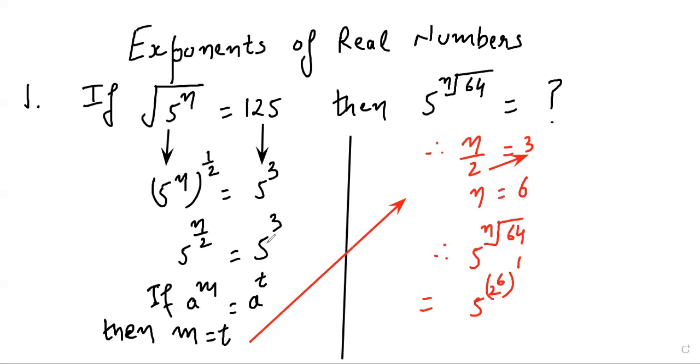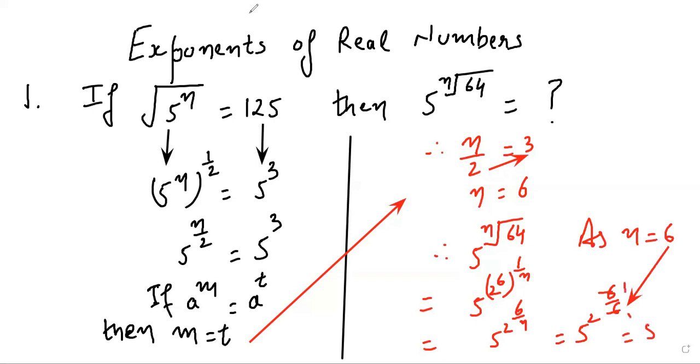I remember that 64 is nothing, it is 2 raised to power 6 and this n will become 1 by n, you remember? So, I write here, so my n is 6. When I write n as 6, I remember that again I use a raised to power m raised to power n is equal to a raised to power mn. So, this is 6 by n. When I write 6 as n, I get 6 cancel. So here I see 5 raised to power 2, 25 is the answer to the question.